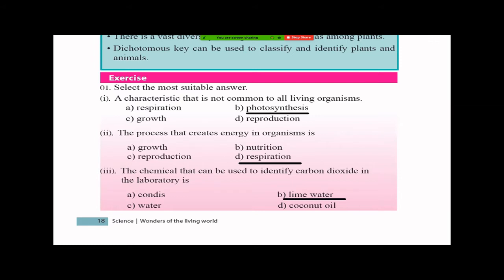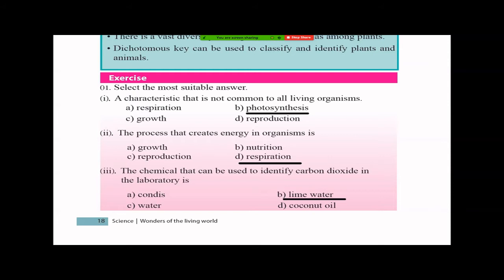Okay, let's start. In the first one, you have to choose the most suitable answer, right? First one: a characteristic that is not common to all living organisms. When it comes to all living organisms, that means plants and animals. Hope you remember, plants and animals have five characteristics, right? Growth, respiration and movement, right?